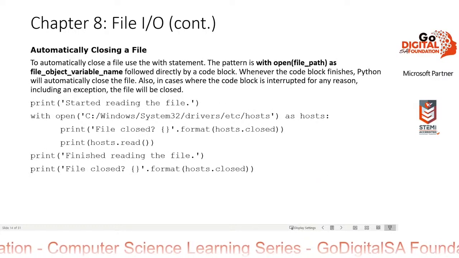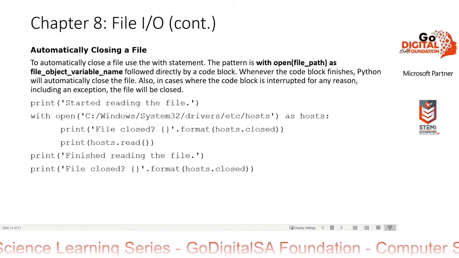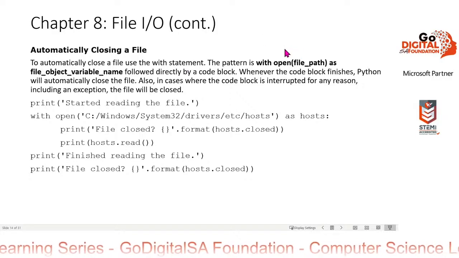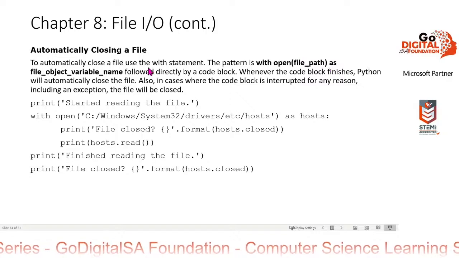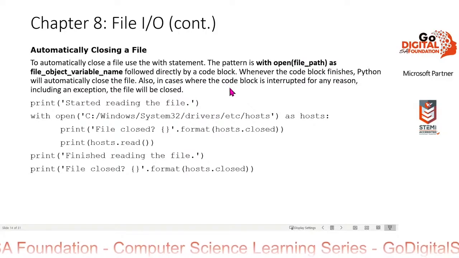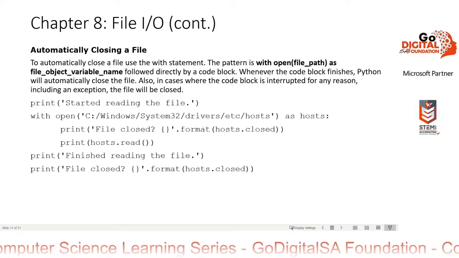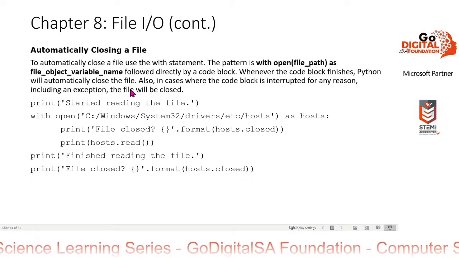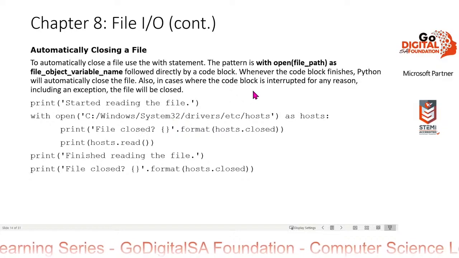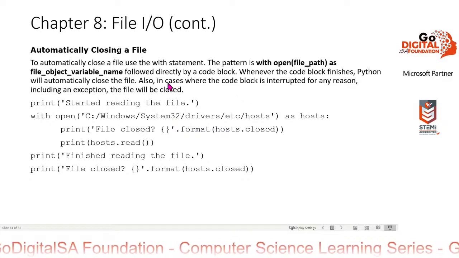Okay, automatically closing a file. To automatically close a file, use the with statement. The pattern is with open file path as file object variable name, followed directly by a code block. Whenever the code block finishes, Python will automatically close the file. Also, in cases where the code block is interrupted for any reason, including an exception, the file will be closed.